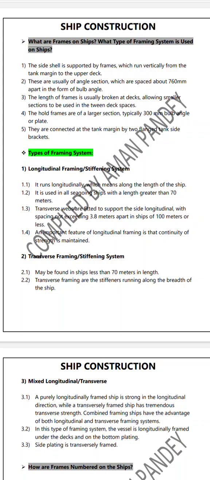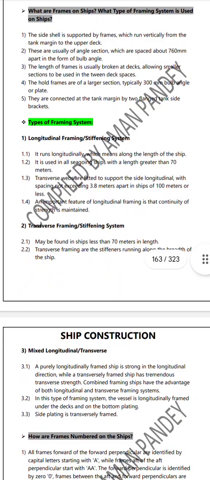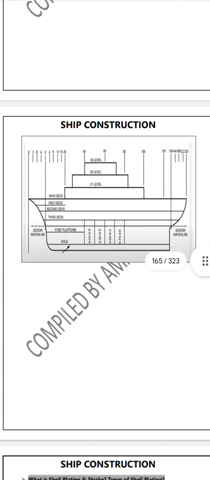The side shell is supported by frames which run vertically from the tank margin to the upper deck. Side shell frames are usually of angle sections, which are spaced about 760 apart, in the form of bulb angle sections. The length of the frame is usually broken, and smaller sections are used in the tween decks. The hold frames are of larger sections, typically 300 bulb angle or plate. They are connected at the tank margins by two flange tying side brackets. Okay, now this is about that.